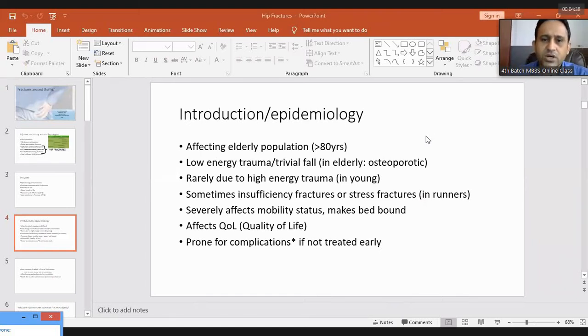So why are hip fractures important? Because if you have a hip fracture, it definitely affects your mobility status. You are bed bound, so your quality of life is compromised. Even going to the toilet, doing your basic daily activities, is impaired. That significantly impairs your quality of life. If you are bed bound for quite some days or weeks or months, then you are bound to have some complications, which I'll talk about in later slides.